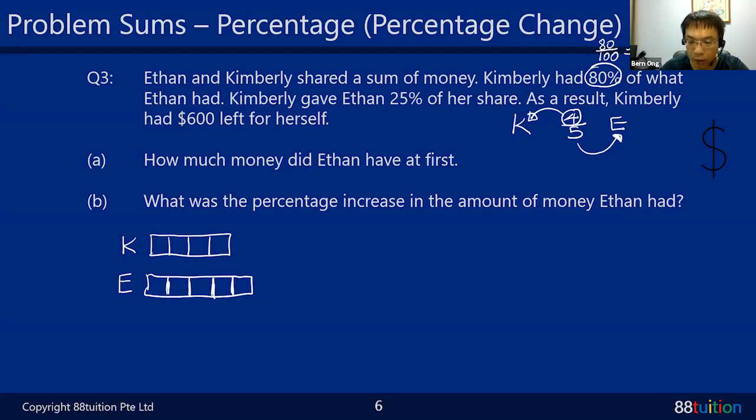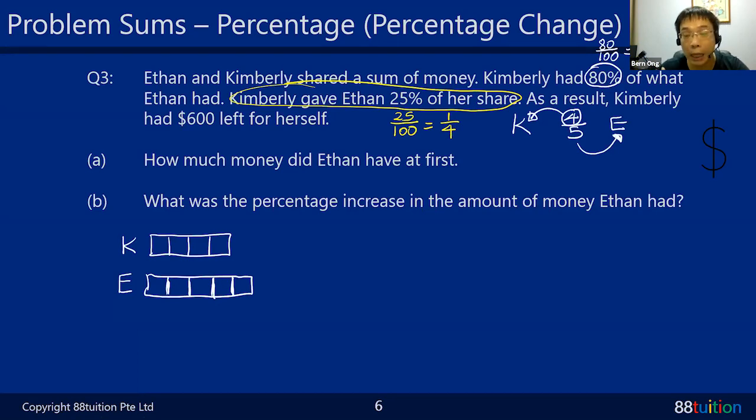And the first part is done. Let's look at the second clue here. Kimberly gave Ethan 25% of her share. 25%, change to what? Fraction. So 25% can be written as 25 over 100. Reduce to lowest terms. Divide by 25, divide by 25. 1 over 4.